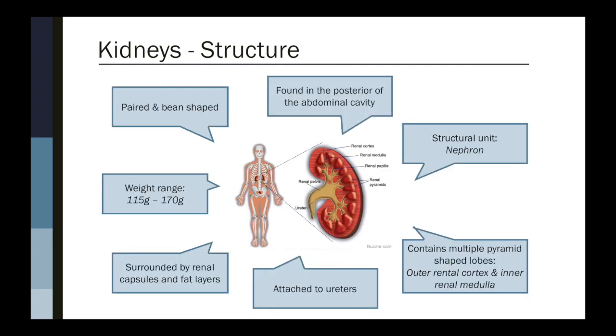The body has a pair of two kidneys. These kidneys are located in the posterior of the abdominal cavity and tend to weigh within the range of about 115 grams to 170 grams between men and women, with male kidneys typically being on the heavier end of the spectrum. Kidneys are surrounded by renal capsules and layers of fat. This offers support and protection, and within the kidneys are structures of the renal cortex and the inner renal medulla. Now, the structural unit of a kidney is the nephron, but we will be discussing this later in detail.